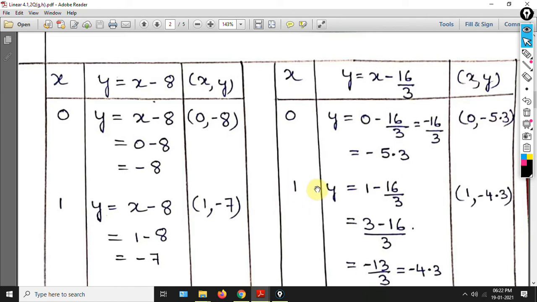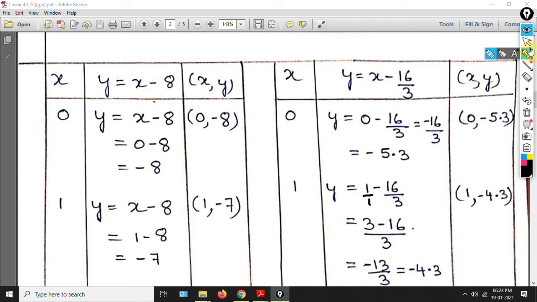Next I am taking the x value as 1. So y equal to, in place of x I am writing 1, minus 16 by 3. Here 3 is there, and below the 1 nothing is there, which means it will be 1. The denominators are different: here 1, here 3. Whenever the denominators are different, how can we take the LCM? We have to cross multiply. 3 ones are 3, minus as it is, 1 16s are 16, whole divided by the product of the denominators: 1 3s are 3.